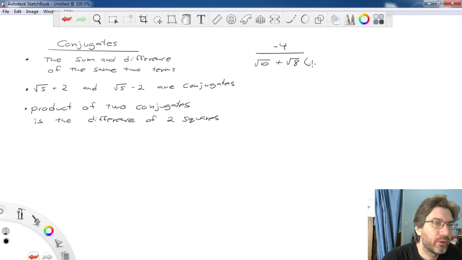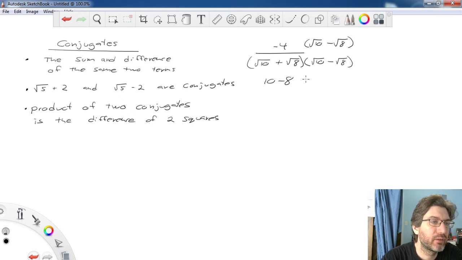Multiply this one by the square root of 10 minus the square root of 8, and multiply this one by the square root of 10 minus the square root of 8. So again, it is the conjugate. You're looking at the sign here and you're using the opposite one, because that way when you FOIL this, you're going to get your perfect square, and that's going to be 10 minus 8. And 10 minus 8 is going to give you 2 as well, so your denominator will be 2.